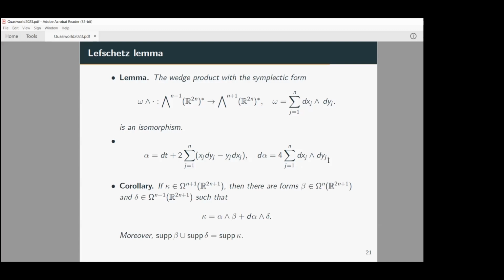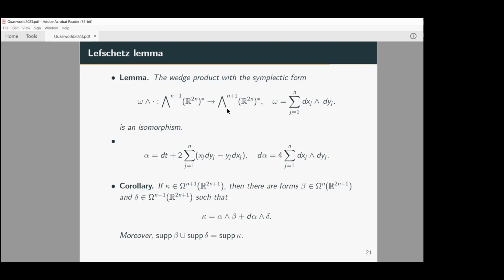you have any n+1 form on R^2n+1, then you can decompose this form as a wedge product with the contact form plus a wedge product with d alpha. How to do this? It's very simple, because when you have an n+1 form, it has terms that have dt and terms that do not have dt. You can collect all terms that have dt in alpha wedge dt, d beta. Then when you take kappa minus alpha wedge d beta, you will only have terms which do not have dt.